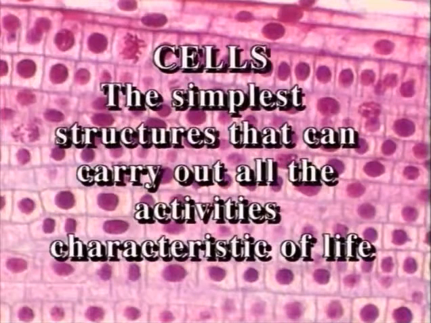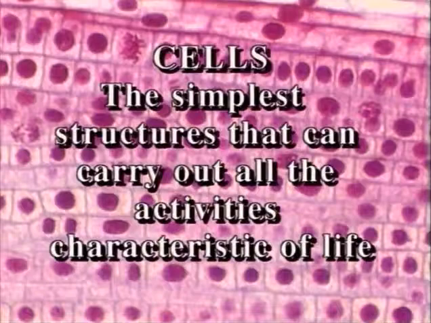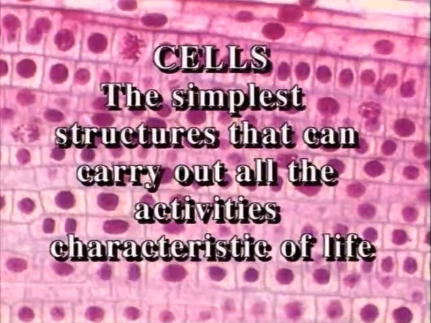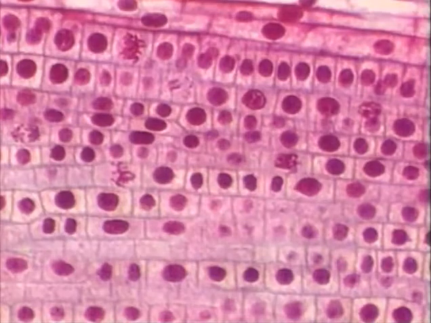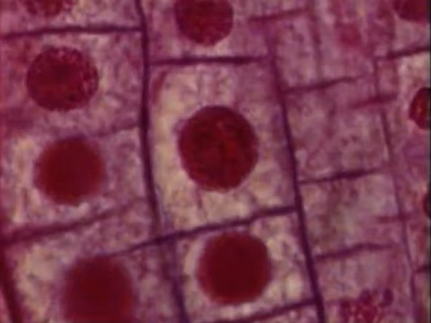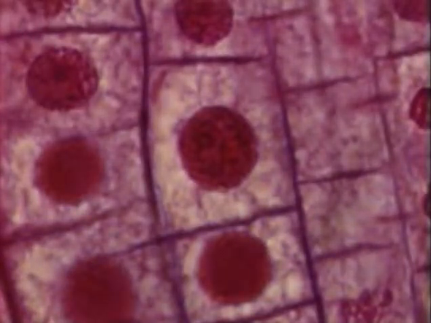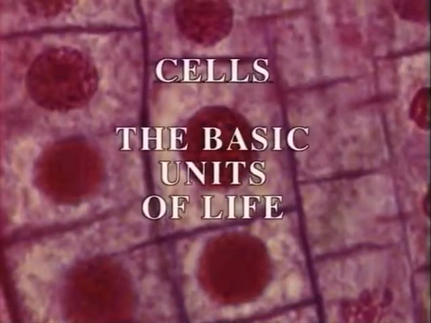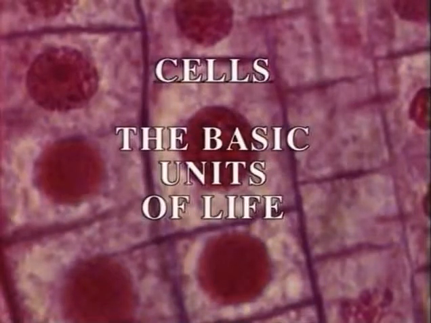Cells are defined as the simplest structures that can carry out all of the activities characteristic of life. That is, can reproduce, grow and develop, use energy, and so on. And because life cannot exist without them, scientists call cells the basic units of life.